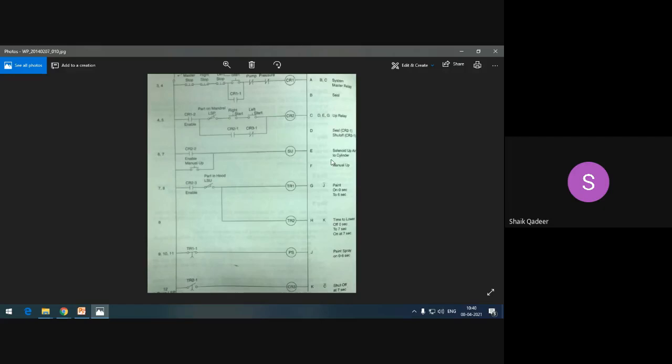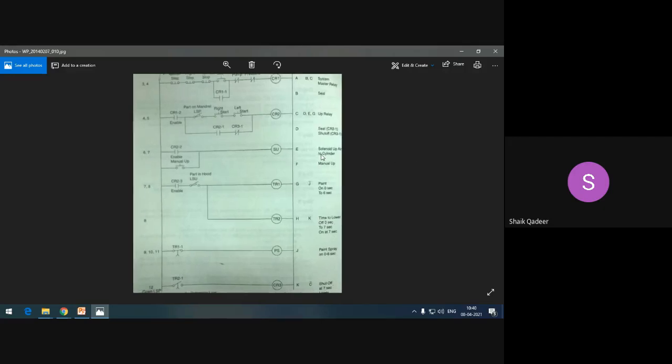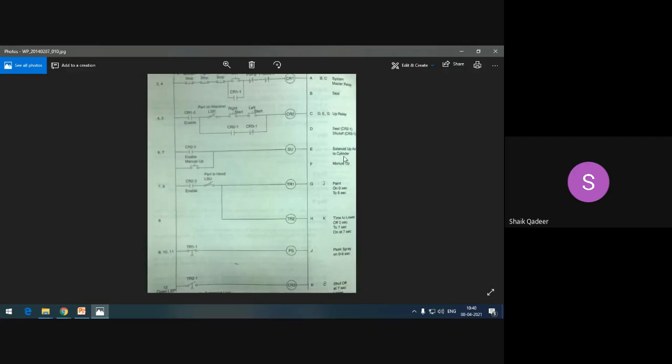SU is nothing but solenoid air pressure supply. Is this clear or not? Clear, sir. Solenoid air pressure is nothing but, at the bottom you see there is one pressure mechanism available which moves the mandrel from down to up.